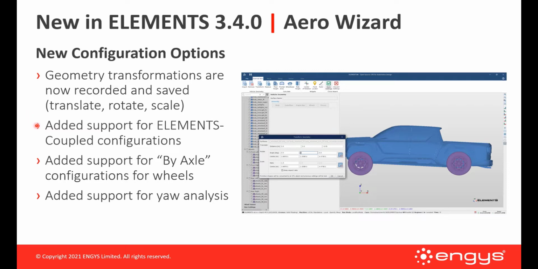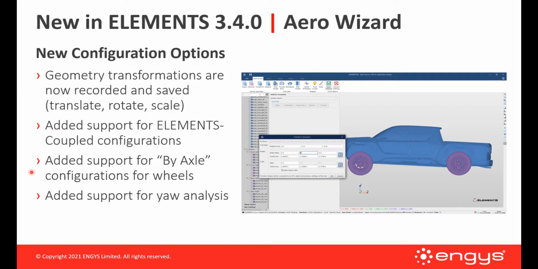The second one is that we've added support for Elements coupled solvers to the configuration file. So where before it was only possible to define best practices using segregated solvers, RANS, or DES, now it is also possible to create best practices and automate processes using block coupled solvers if the user has access to the Elements coupled add-on. The third thing is the inclusion of support for what we call bi-axle configurations for wheels.